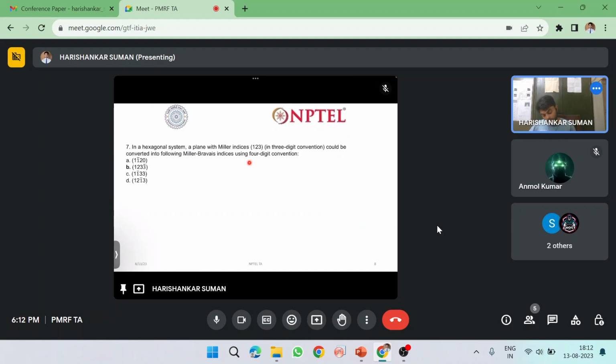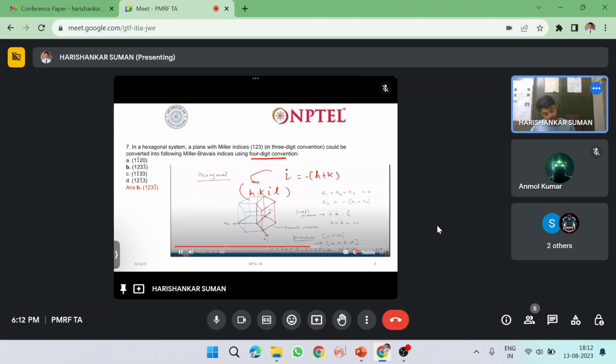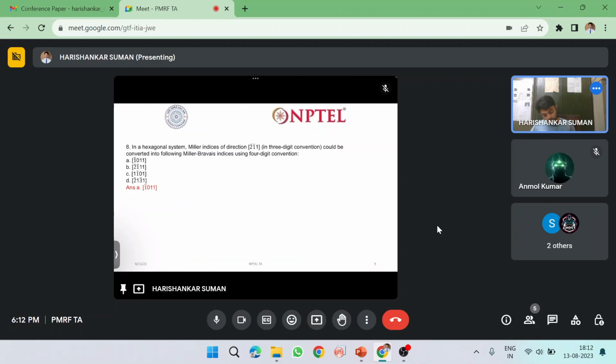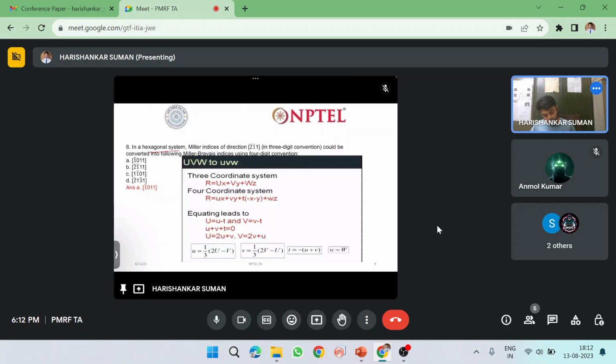That is, in the hexagonal system, where Miller indices are 1, 2, 3, assume 4 digits. So H, K, and 4. The hexagonal system direction and 4-digit convention. These are the relations.